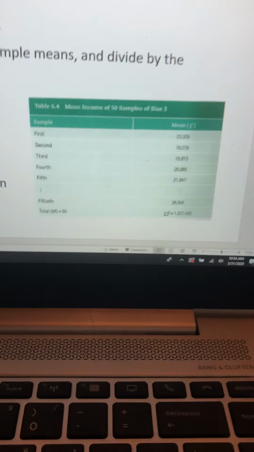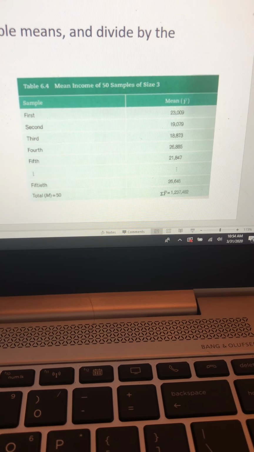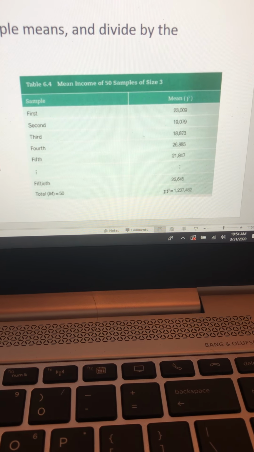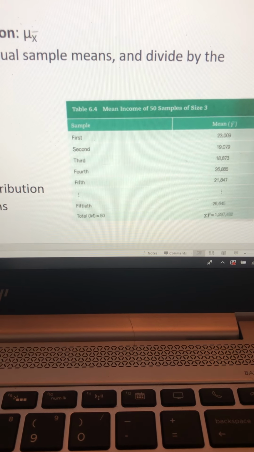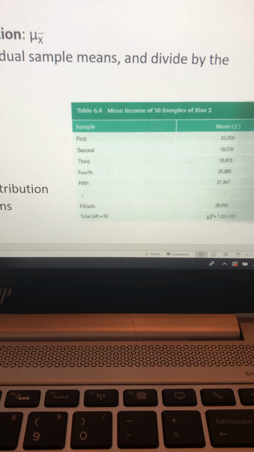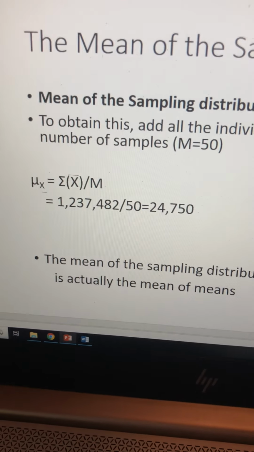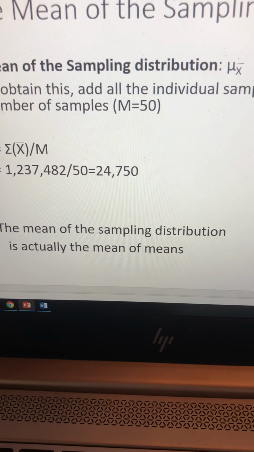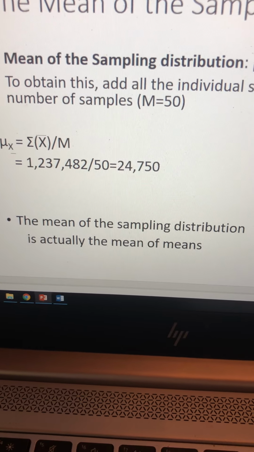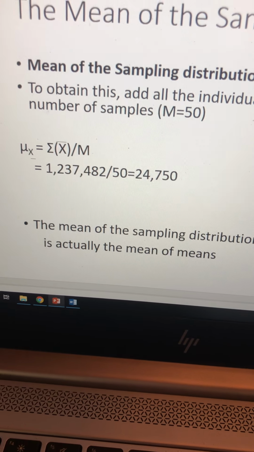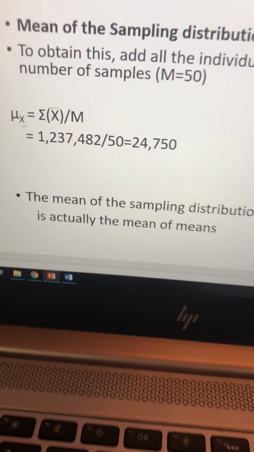But imagine hypothetically, and this is in your book, that we took 50 means. So here's the first, and the second, and the third, and the fourth, and the fifth, and we took 50 samples of 3, got 50 means, and then added those sample means together and divided by 50, which was the total number we took. So this 24,750 is the mean of means. And if the word average works for you in making sense of the mean, it's the average of the means.